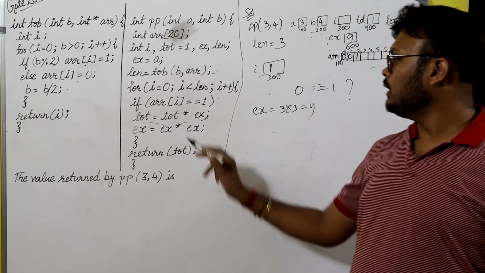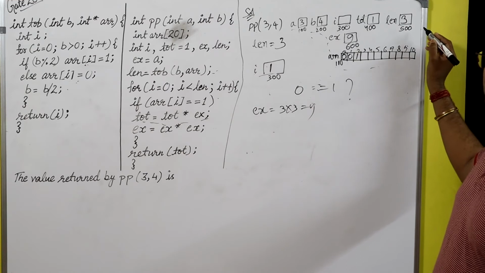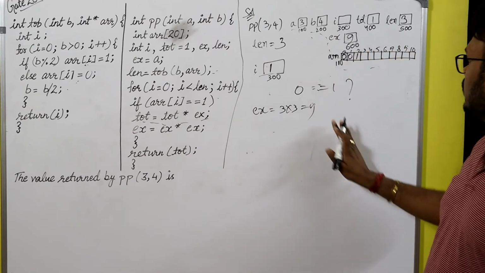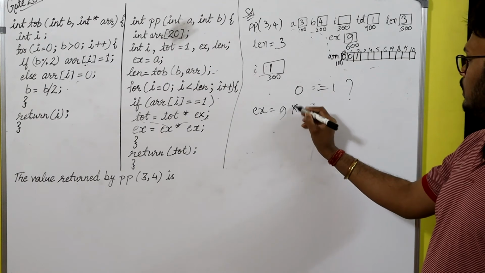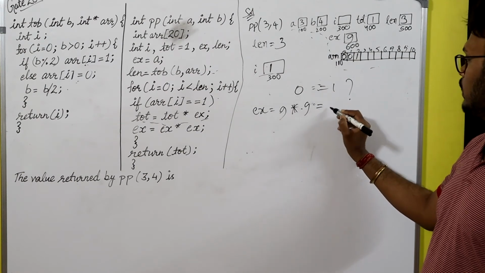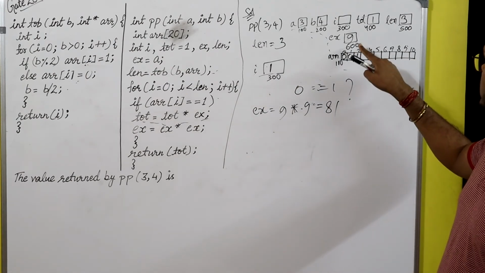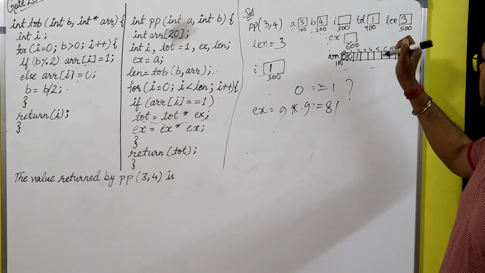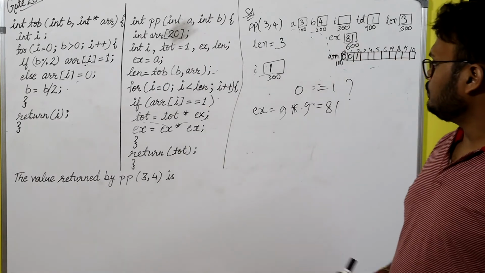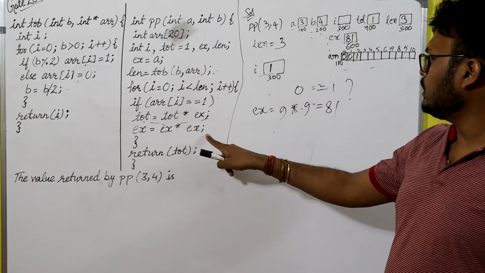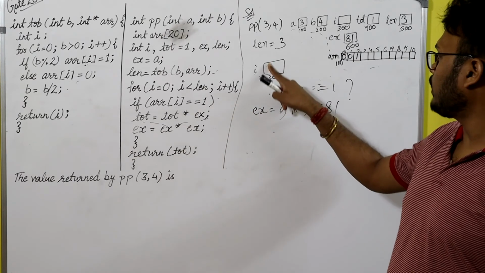EX is equal to EX into EX. What is the value of EX now? The value of EX is 9. So EX is equal to EX into EX means 9 into 9 is equal to 81. Fine. So the new value of EX is updated to 81. So let's write 81 here. Now after the execution of this line, the value of I will be incremented by 1. So the value of I will become 2.